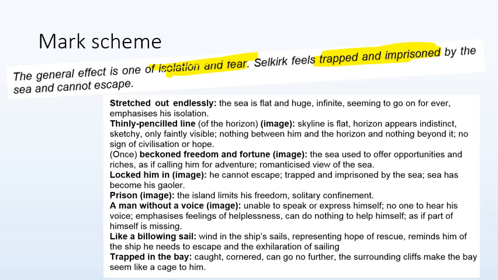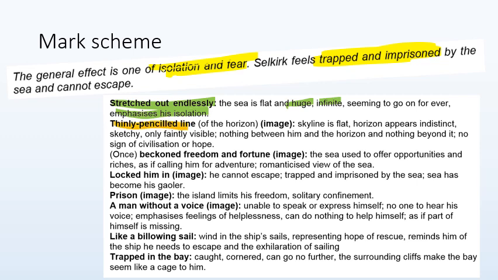So the first image then is stretched out endlessly, talking about how the sea is flat and huge, infinite, it lasts forever, and that emphasizes his isolation. The fact that because the sea is so big, that shows how powerless he is in comparison.